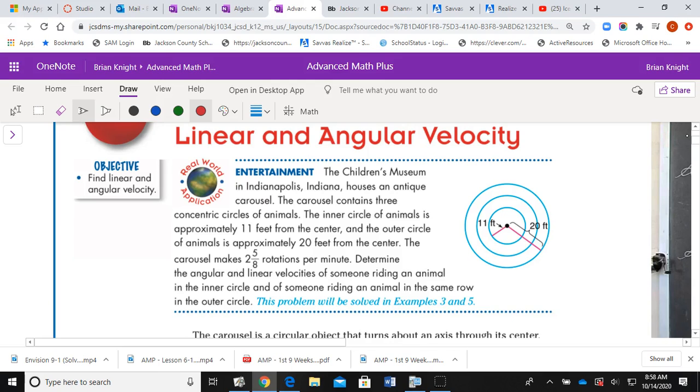It doesn't matter where you are. If you're on the inside or the outside, the angular velocity is going to be the same because they're going through the same amount of angles in the same amount of time, okay? But the linear velocity is different. Is everybody with me? Okay?